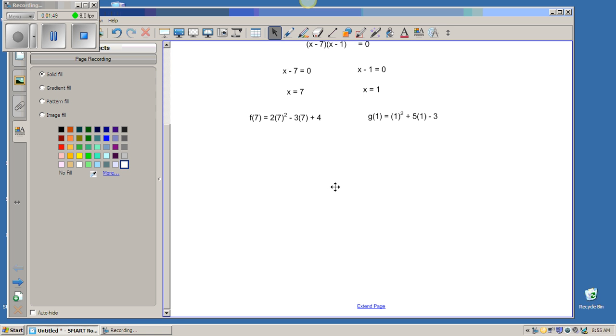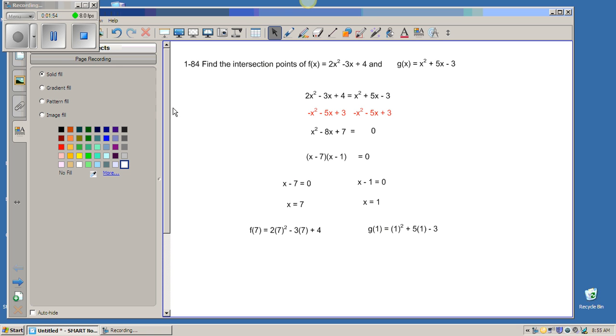So to find out what the y value is, I go back to either of the original equations. Remember, they're points of intersection, so you can use either one. I'm going to use the f of x function for when x is 7 and the g of x function for when x is 1, but it totally doesn't matter. You get the same answer either way because that's where the two graphs intersect. And then I just plugged in my x value and solved for y.